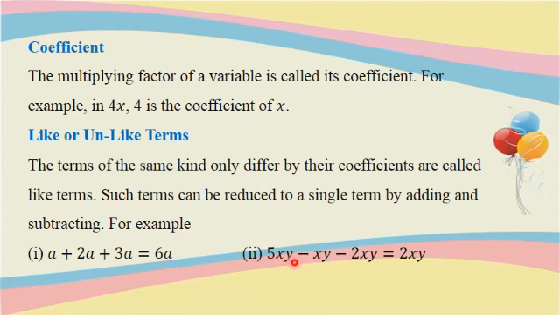Similarly, 5xy minus xy minus 2xy. We are observing that the variable over here is xy and the coefficients are different, meaning 5, then minus 1 and then minus 2. So by solving these values we will have 2xy.